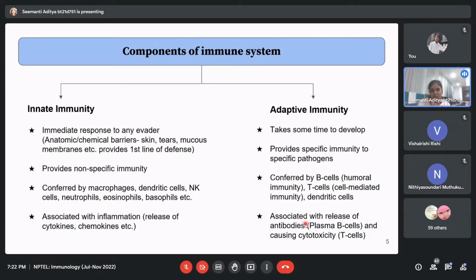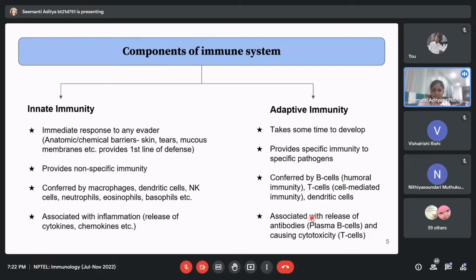And also adaptive immunity is associated with cytotoxicity. So this is conferred by T cells. Again, T cells, we have seen that there are two types, T helper cells and TC cells. So TC cells are cytotoxic T cells, and these are associated with killing the cells.